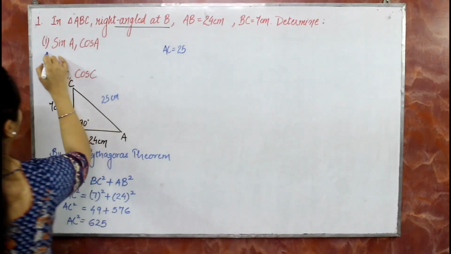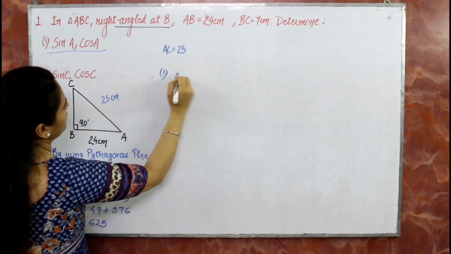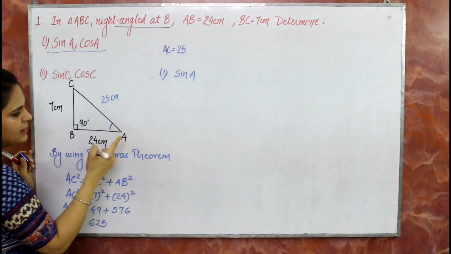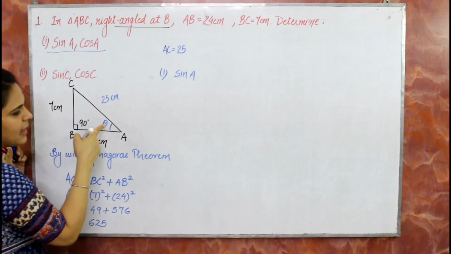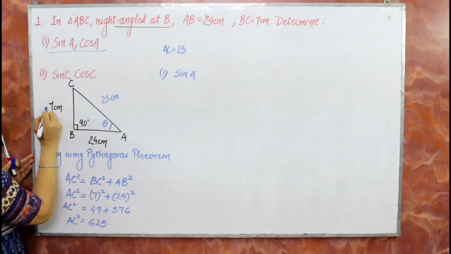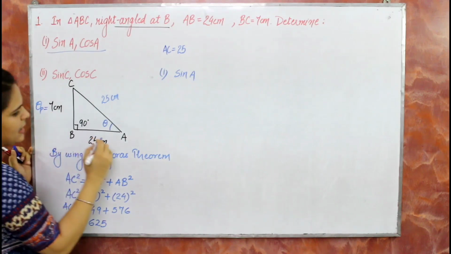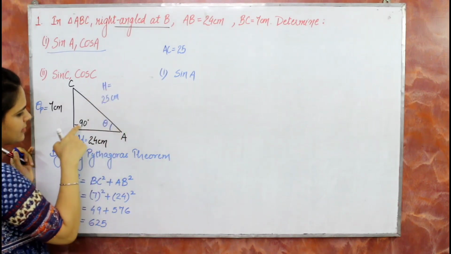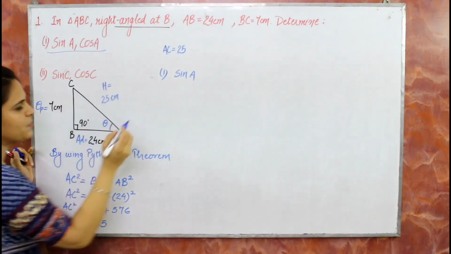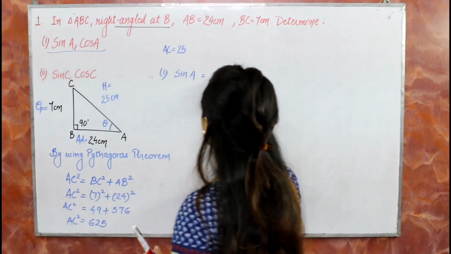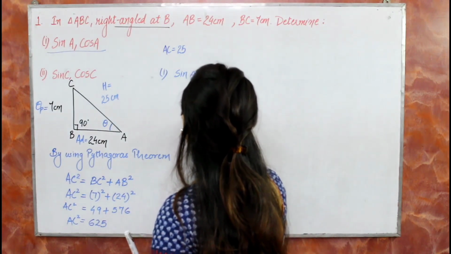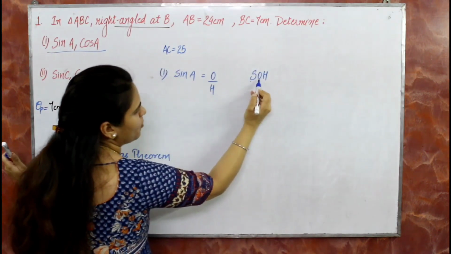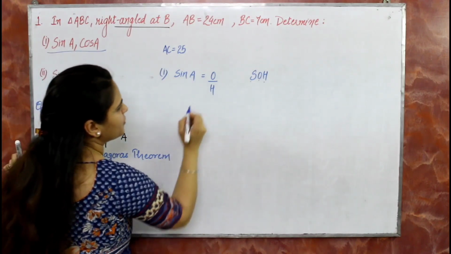Now we can easily find the value of sin A, cos A. First is sin A. In this case, we are interested in angle A, so this will be our theta, and the side opposite to this angle is the opposite side, and this will be your adjacent side, and hypotenuse is always the side opposite to 90 degree. The formula of sin A is opposite upon hypotenuse. That's from our trick.